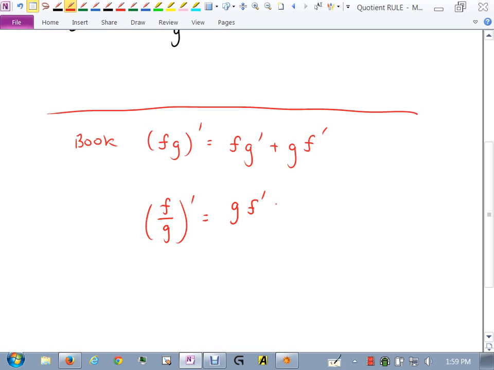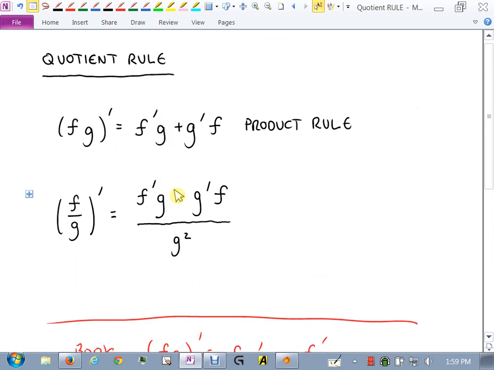g f prime minus f g prime all over g squared. That's the way most books do it. No, thank you. So why did I show it to you the way I showed it? I think it's easier because it's really the same formula, except there's a minus here instead, and you divide by g squared on the quotient. That's the only difference between these two.